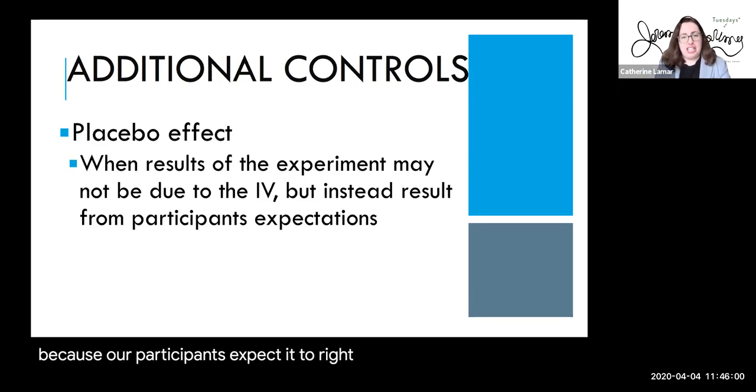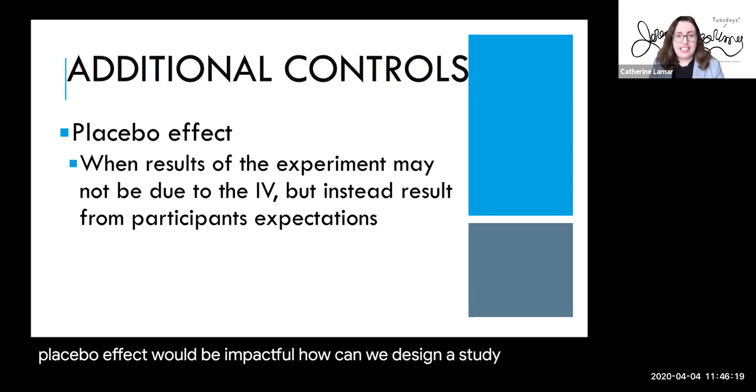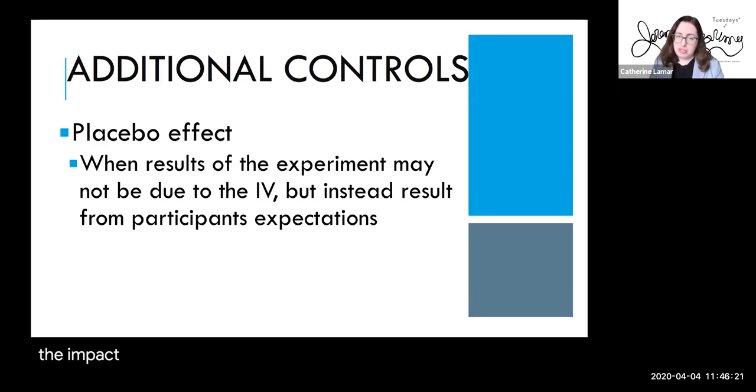So I want you to think for a second, if we could have the placebo effect in a design, and this is problematic because we don't know then if the results we get are due to the independent variable or not, how could we design a study to reduce the extent to which the placebo effect would be impactful? How could we design a study to test the impact of a placebo effect?